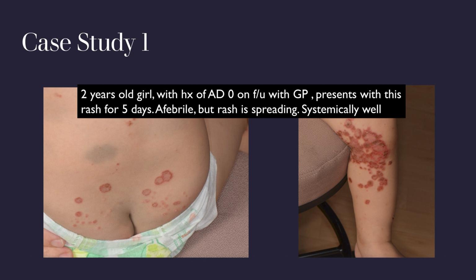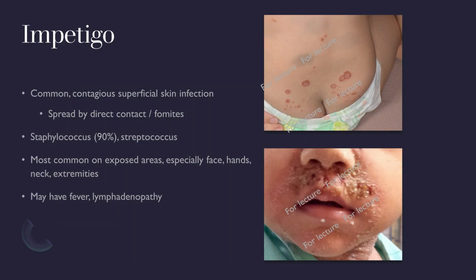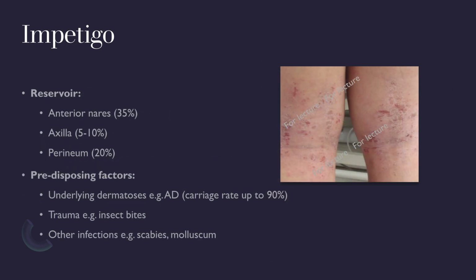Okay, so what is this? It's quite straightforward. This is impetigo. It's a very common contagious superficial skin infection that is spread usually by direct contact or fomites. Staphylococcus is the usual cause of it, strep in a lesser percentage. It's most common on exposed areas, especially the face, hands, neck, and extremities. They may have fever and lymphadenopathy if it is very extensive, but she did not have. All right, so this is impetigo. We've all seen this and treated it.